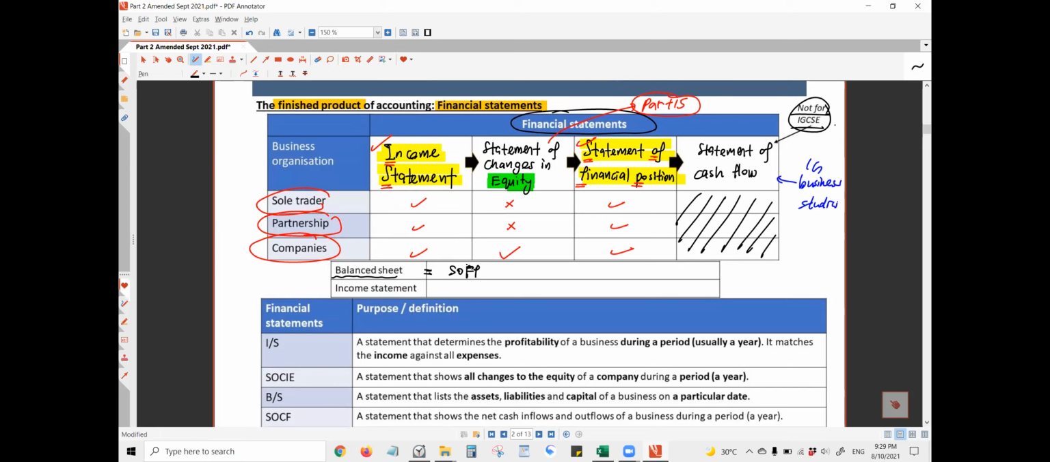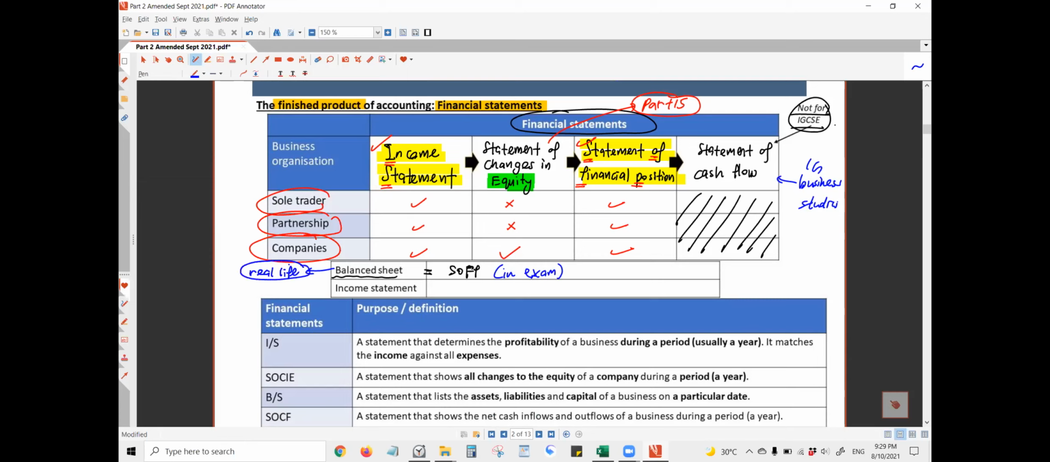Yes. SOFP means balance sheet. Balance sheet means SOFP. They are the same thing. And you also go on and write down in the exam, this is the term that you will see. In the exam, you will see this term statement of financial position. Then why do you have to know balance sheet? Because that's the term they use in real life.